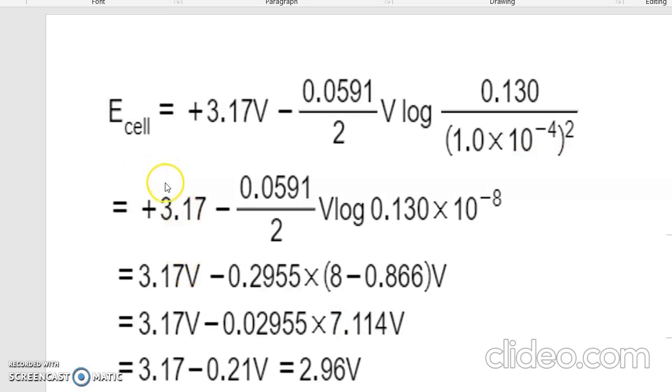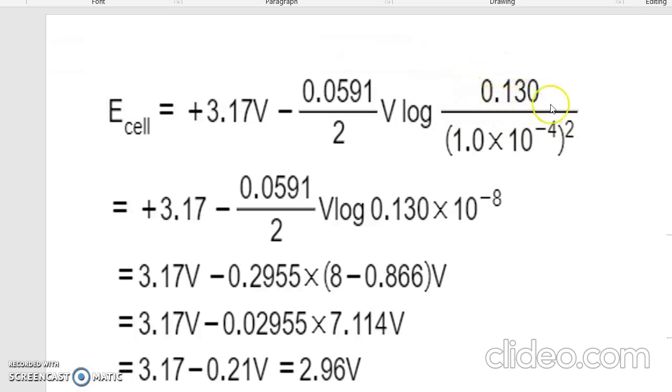Next, substitution in the Nernst equation. Nernst equation is E cell is equal to E naught minus 0.059 by n log of products by reactants. This is the Nernst equation. So here we are substituting E cell is equal to the E naught of the cell we found in the previous step. Substitute the value 3.17 minus 0.0591. Number of electrons, magnesium is losing 2 electrons, silver is gaining 2 electrons. So the total number of electrons involved is 2.